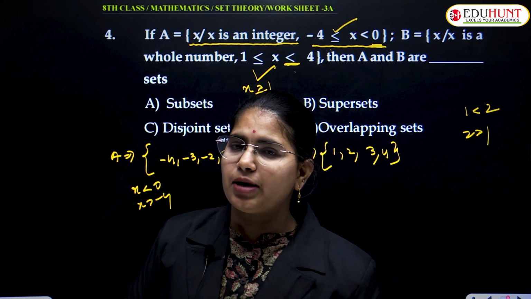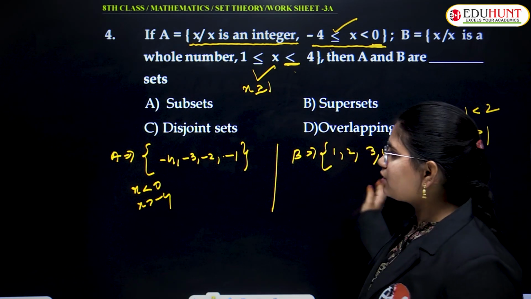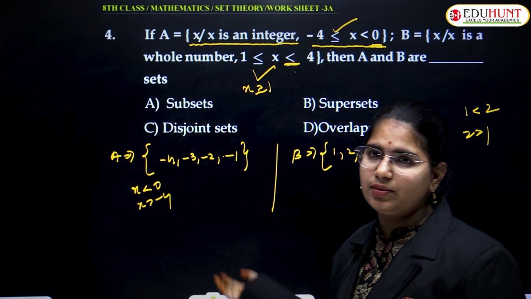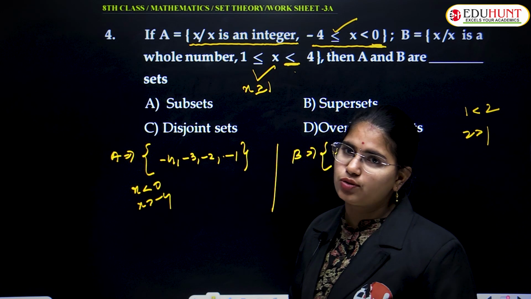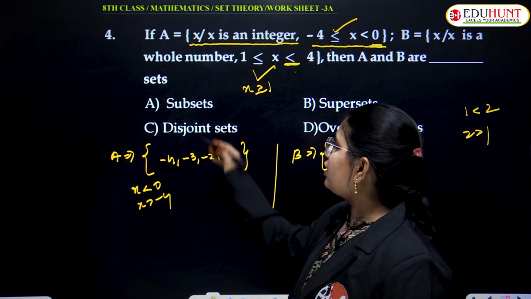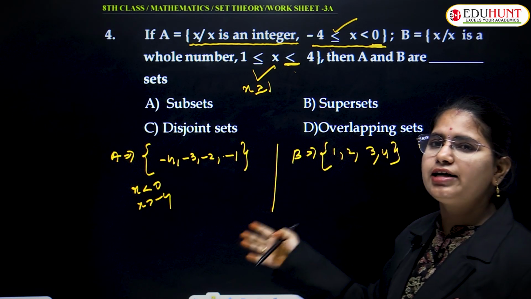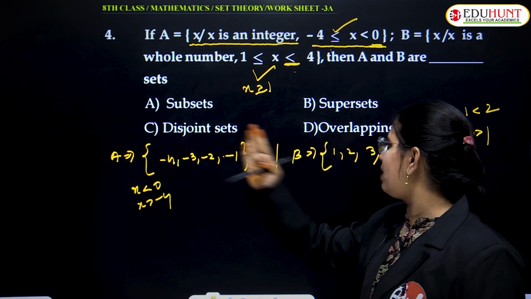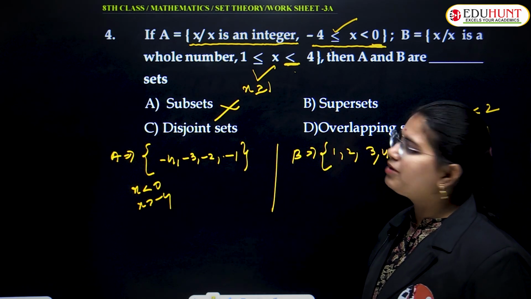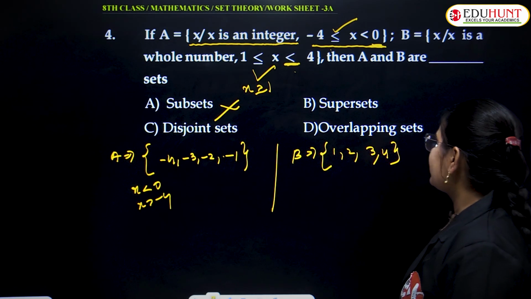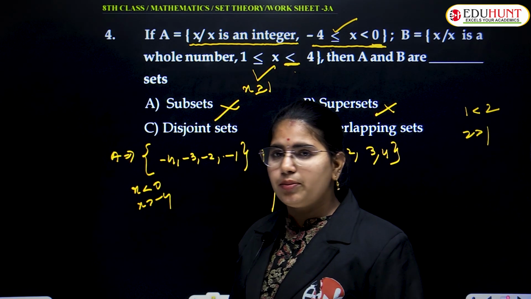We have written the elements of sets A and B, right? Now we have the elements of two different sets, so we'll go with option verification and check what is the suitable answer. The first one is subsets. These are nowhere related like subsets. This is completely different: minus 4, minus 3, minus 2, minus 1, and this is different. So these may not be subsets, okay? Next, superset. If this is not a subset, there is no option of it becoming a superset.